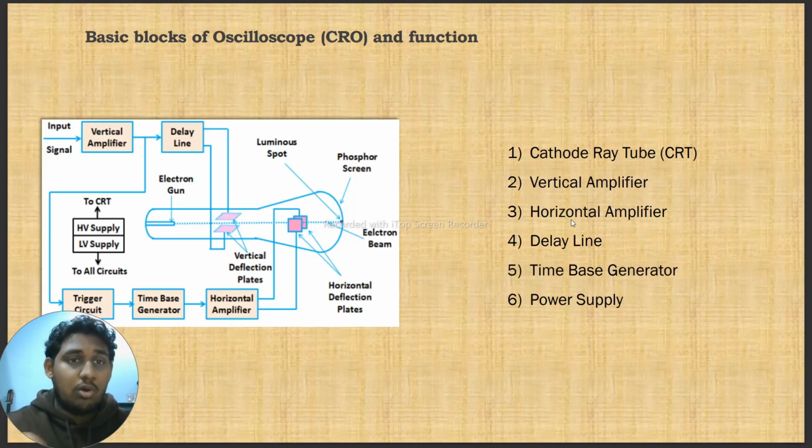This is the basic block of the CRO oscilloscope, which consists of the cathode ray tube, also known as the heart of the oscilloscope. It consists of the electron gun, vertical deflection plates, horizontal deflection plates, and also the phosphor screen. The other blocks are the vertical amplifier, horizontal amplifier, delay line, time-base generator, and also the power supply.